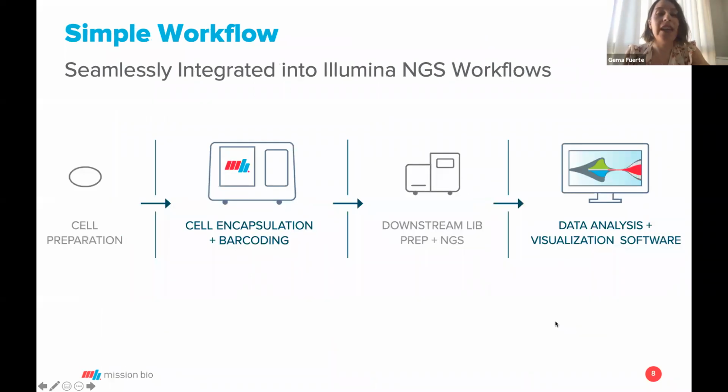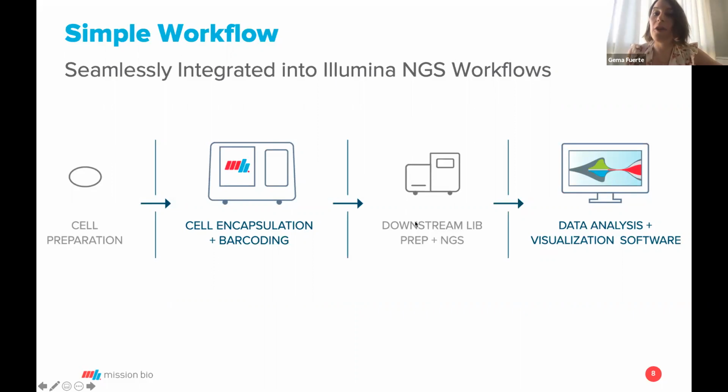In terms of how well it integrates to an existing NGS workflow, as you can see here, it integrates very seamlessly, because customers will prepare their cell suspension in the lab, then use the Tapestri to perform the encapsulation. I'll show you in the next slides what I mean with that. Once you have your sequencing ready libraries, you will sequence them either in-house, or some people will send them to a core facility. And once you get the raw data, you use our software to analyze it. So it integrates very nicely in an existing NGS workflow.